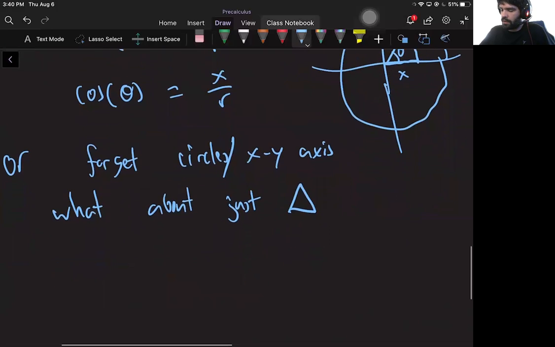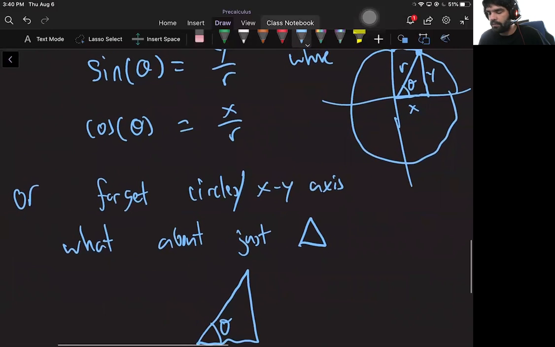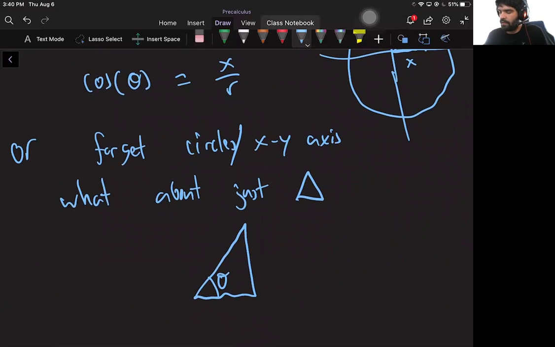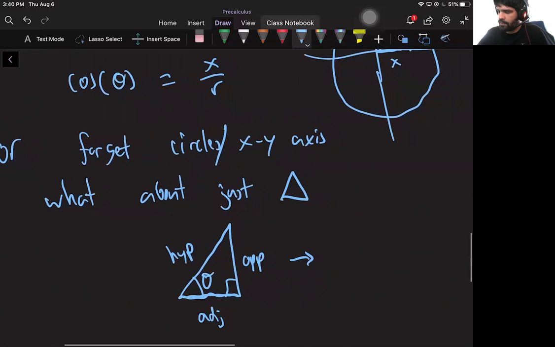So they say, forget the whole thing, just give me a triangle. And then if I think of things instead of x, y, and r, if I think of them in terms of relationship to this angle, this is the opposite side to that angle. This is the hypotenuse. It's the longest side. And then this is adjacent to the angle. If I think in relative terms like this, then I could just say the same thing a little bit differently.